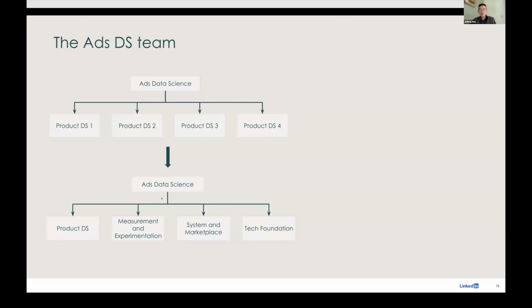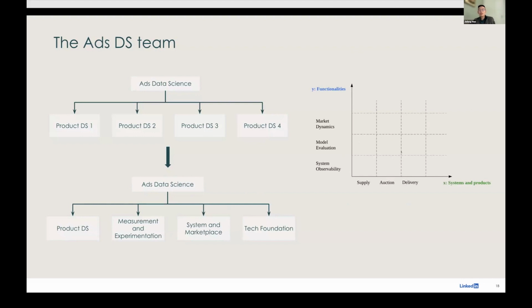Why did we make this change? I want to use this little analogy. Basically, if you think about this 2-dimensional space as the problem space you need to cover, the x-axis means the product, and the y-axis means the job function DS need to fulfill. In the past, it's like we were vertically organizing the teams. Now we are horizontally organizing the teams.